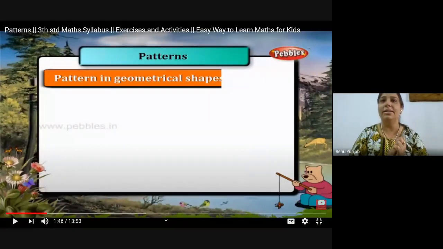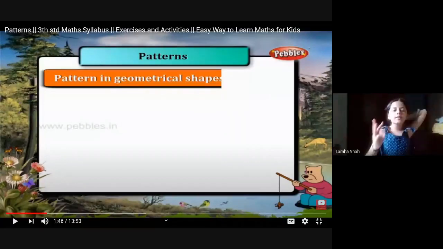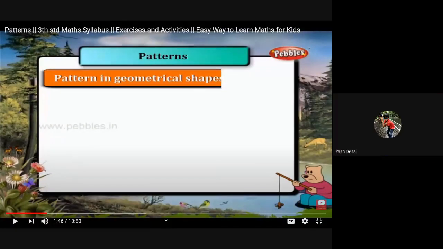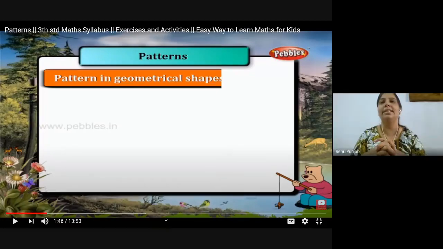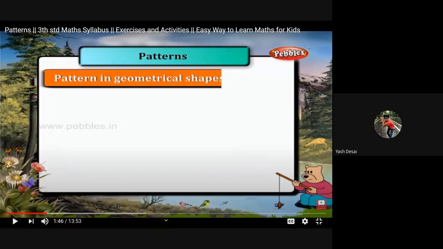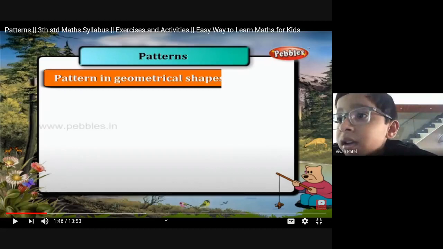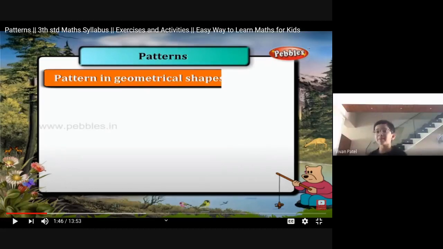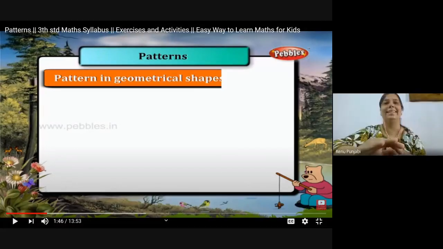Understood? Okay, now Vivan will show. There are 3 claps together. Vivan, can you show this pattern in jumping? Show us, please. 1, 2, 1, 2, 3. You are jumping together.